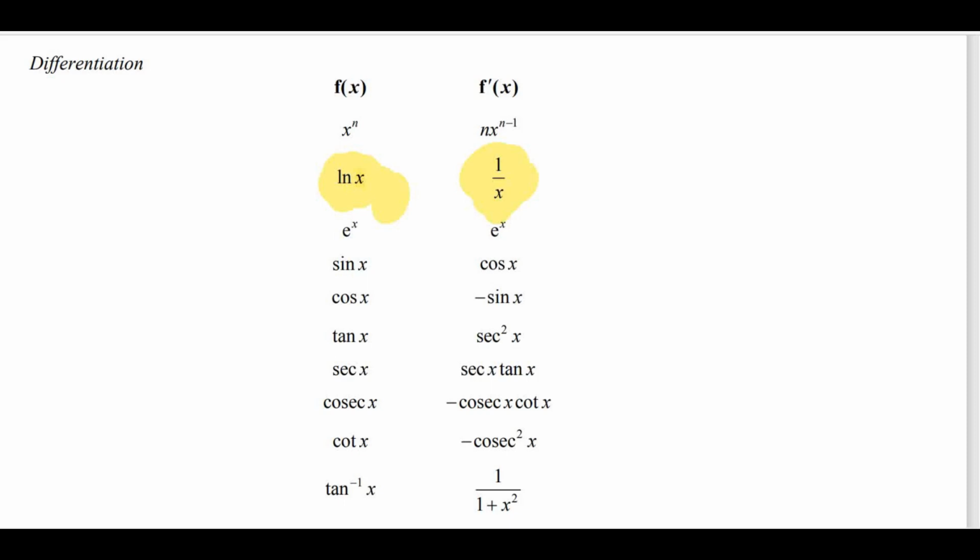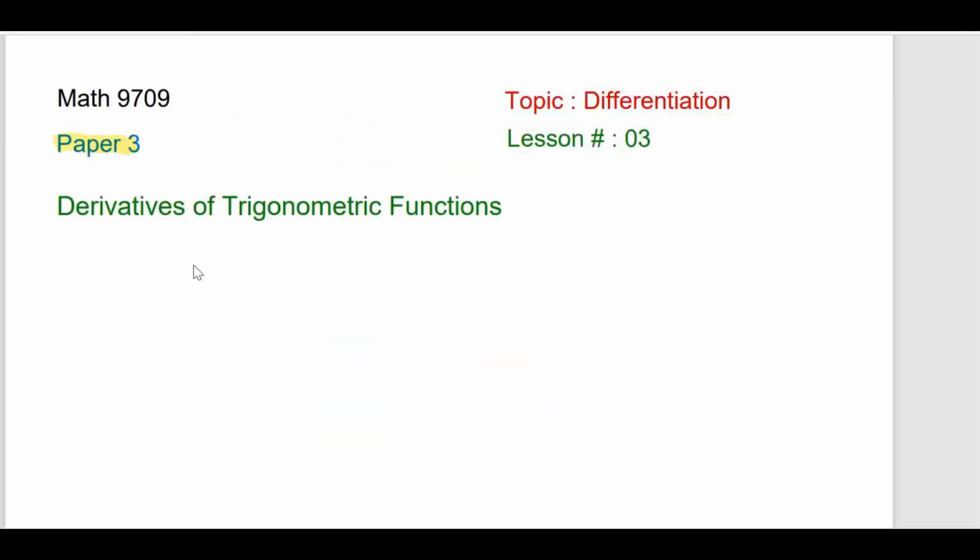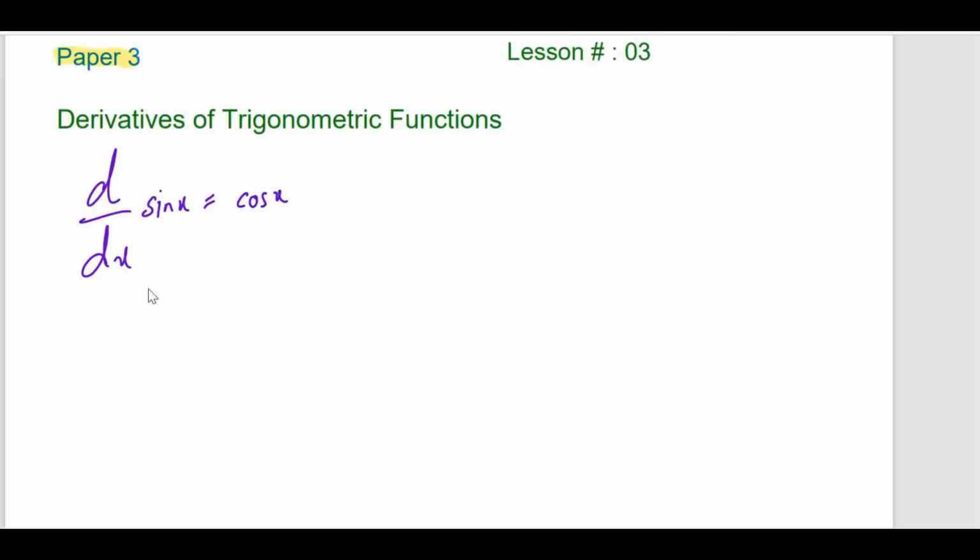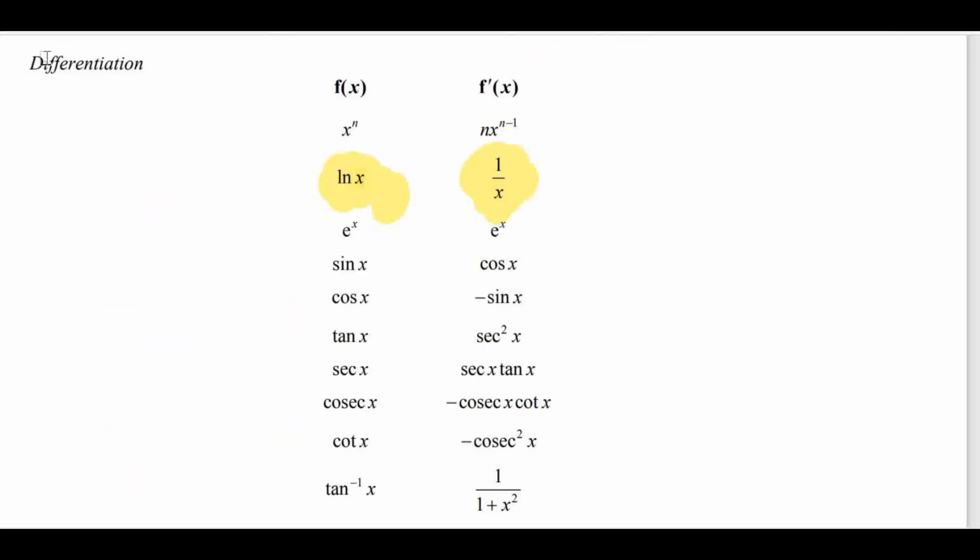In the formula sheet, they give the derivatives of sine x and cos x. Let me write it in a better way: d by dx of sin x is equal to cos x. Then d by dx of cos x is equal to minus sin x, and d by dx of tan x is equal to secant square of x. That's what will be given to us.